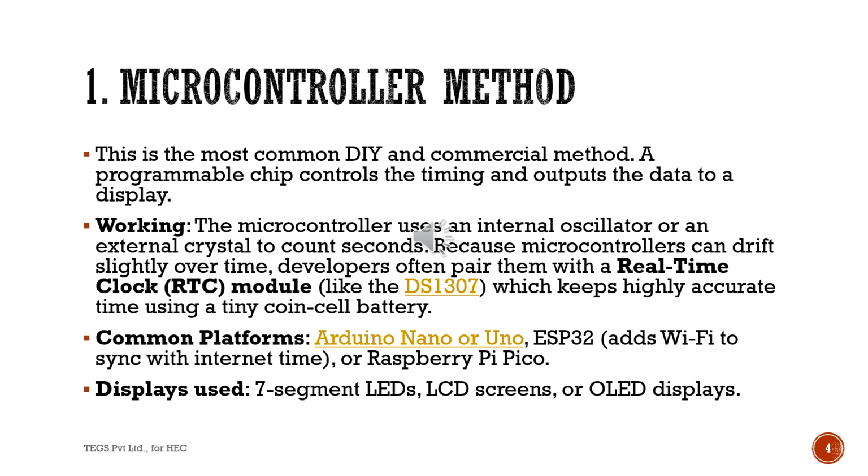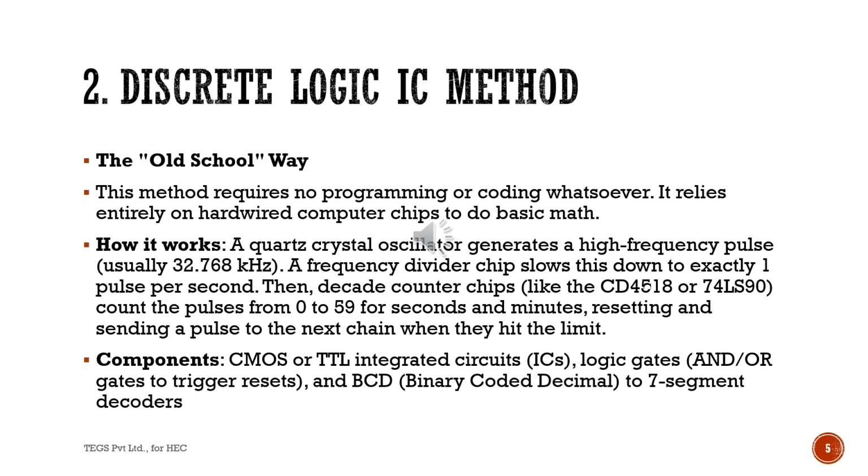DS1307, which keeps highly accurate time using a tiny coin cell battery. Common platforms: Arduino Uno or Nano, ESP32, with or without Wi-Fi, or Raspberry Pi Pico are used. Displays use 7-segment LEDs, LCD screens, or OLED displays.